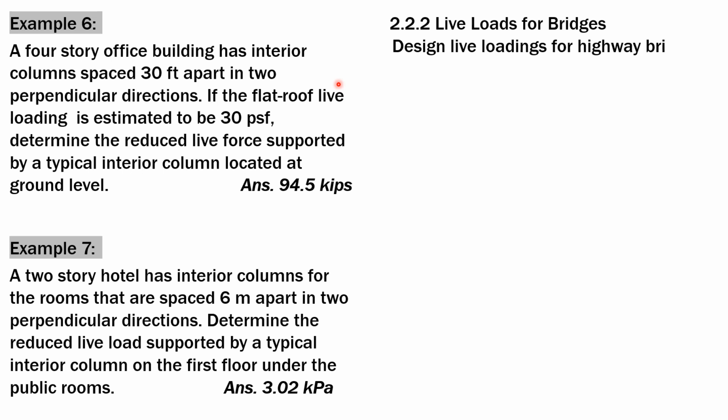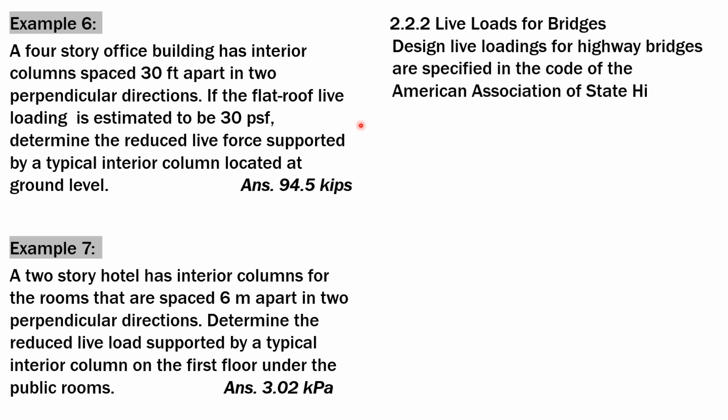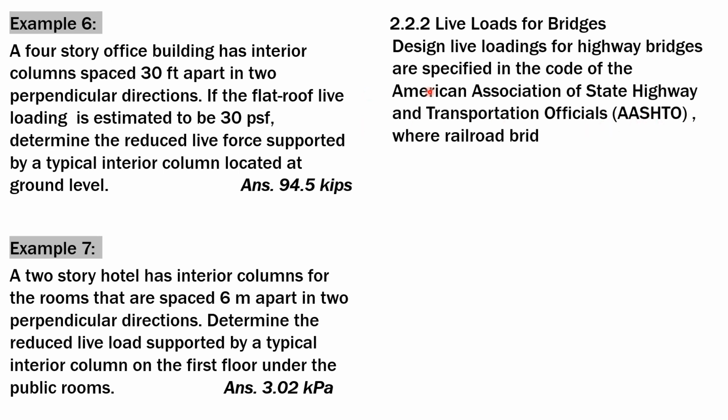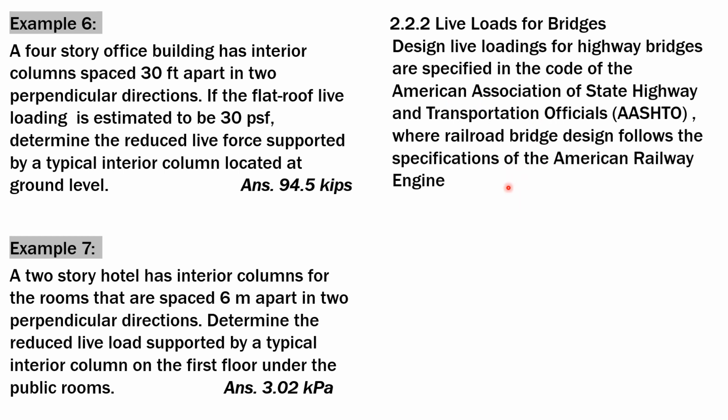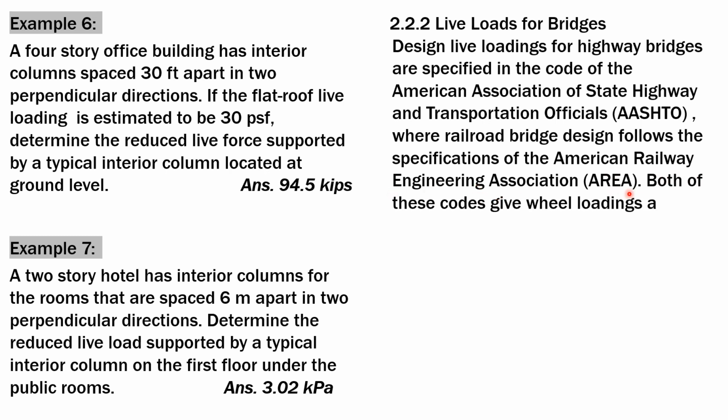Design live loads. Design live loadings for highway bridges are specified in the Code of the American Association of State Highway and Transportation Officials, or AASHTO. That's the acronym, whereas railroad bridge design follows the specification of the American Railway Engineering Association, or AREA. Both of these codes give wheel loadings and spacing for different types of trucks or trains. So of course, our trailer trucks and trucks are also based on this.